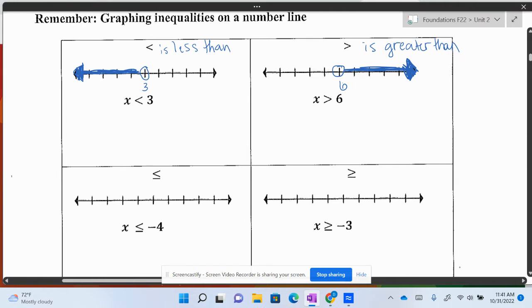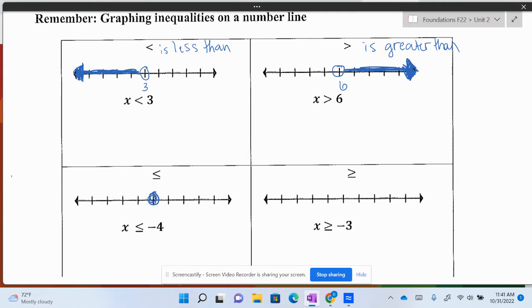So if I have the less than or equal to symbol, I'm going to have a filled in circle. I'm going to put a -4 here, and I'm still going to shade to the left. Which one's the one where you shade all of it? That's a compound inequality. We're not doing that. Okay, but that's a great question. And then here, greater than or equal to, I'm going to put the number -3 here and fill in my circle and shade to the right.